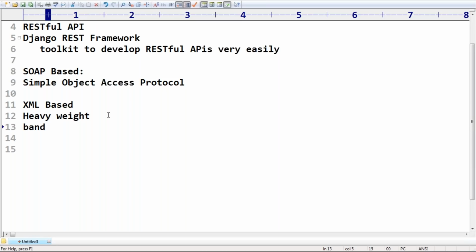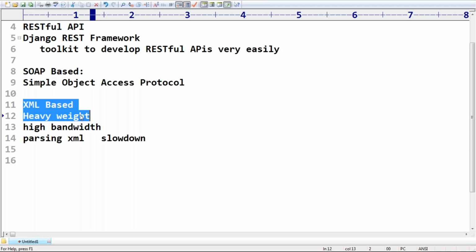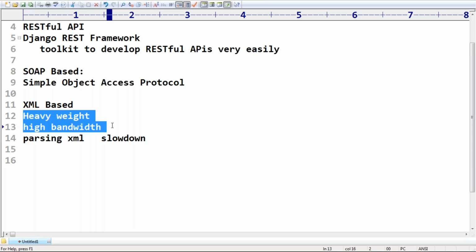Okay. Next, parsing XML data itself is not that easy. So obviously performance is going to be affected. The processing will slow down. Take special care here. So in SOAP-based web services, it is always XML based, heavyweight components, and that's why more network bandwidth is required. Next, parsing XML is a bit of a slow process, so obviously performance will be affected, right?